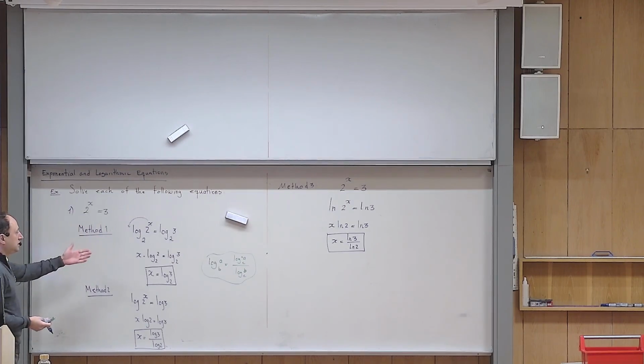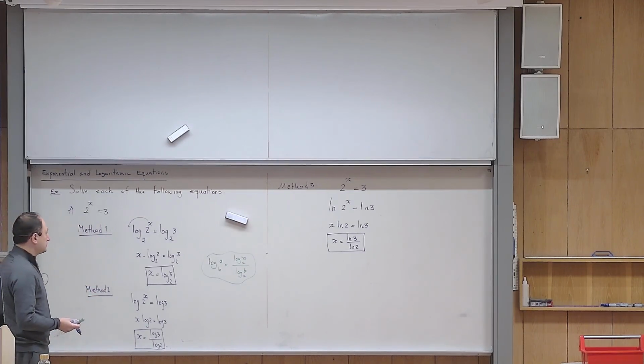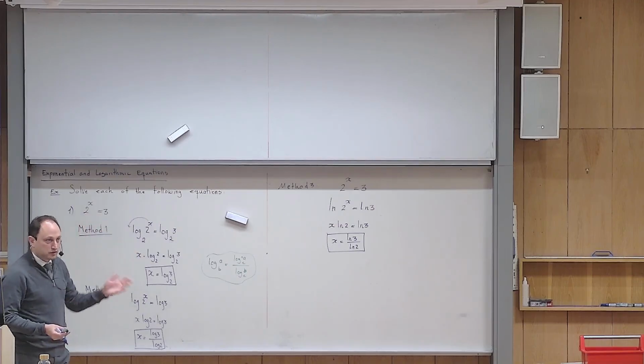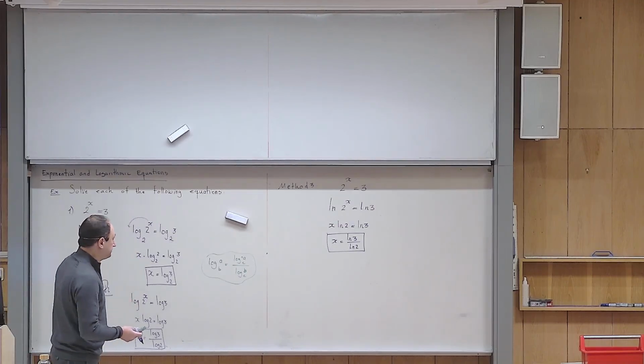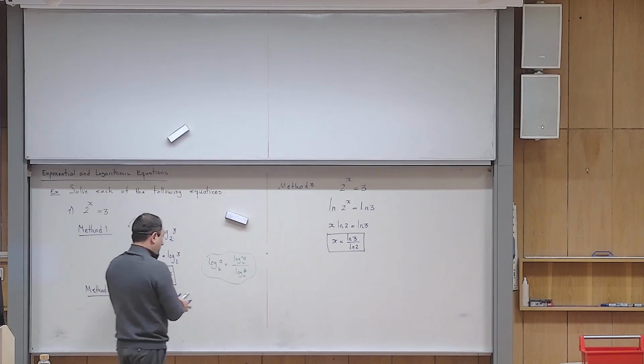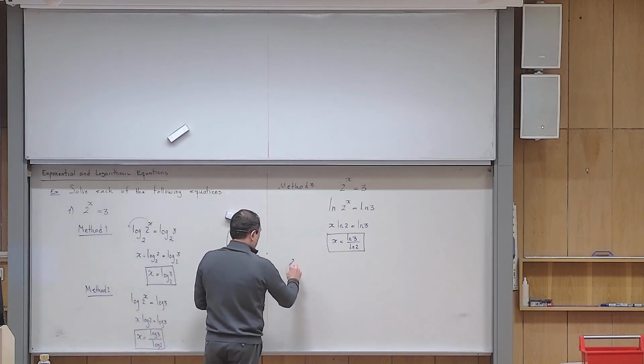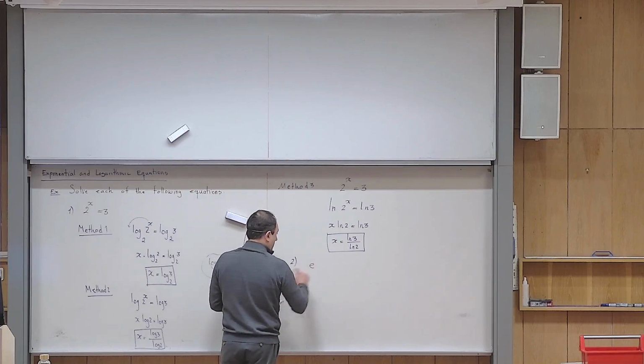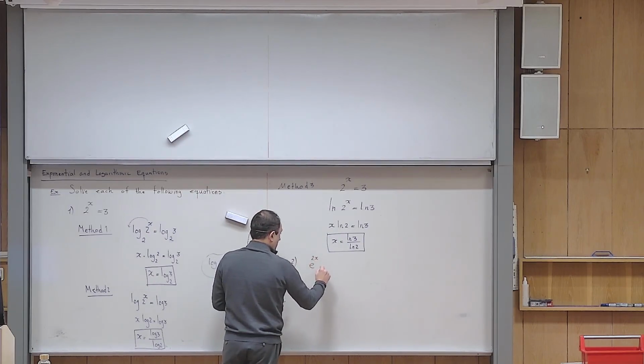Here, it doesn't really matter which one you choose. But if you have an exponential equation so that e is involved, I would always recommend you to use the natural logarithm. For example, what do I mean by that? So let me give you another example. Assume that I give you to solve this equation: e to power 2x is 4.